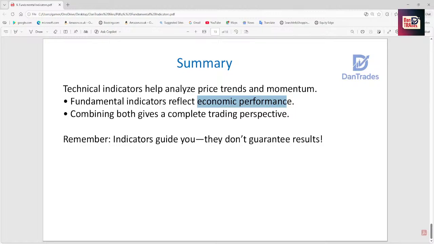So remember, indicators guide you. They don't guarantee results. I've been saying this throughout the whole session. They don't guarantee results. Don't base your whole life on indicators. Get the trade, confirm with indicators, then try to make meaning out of it. But I'd prefer you get a trade before you try bringing indicators into the equation.